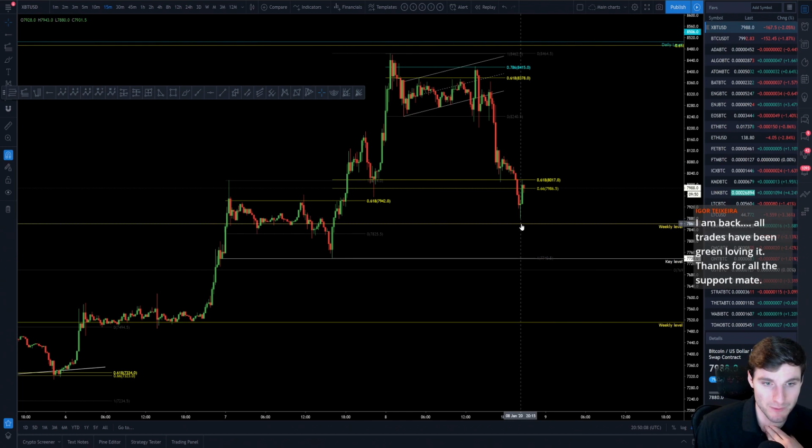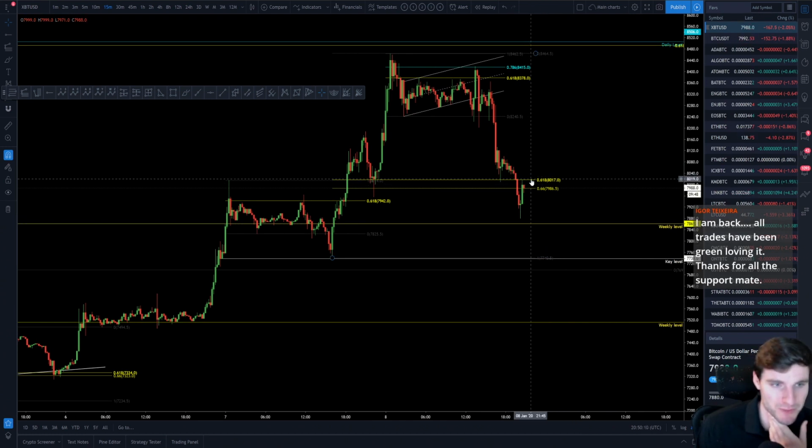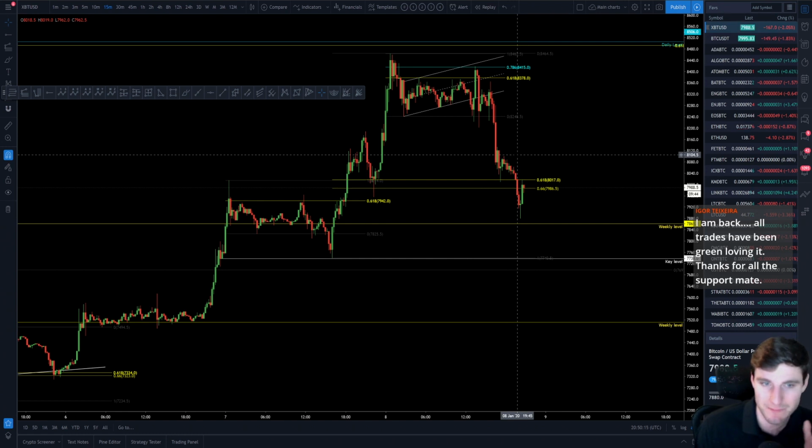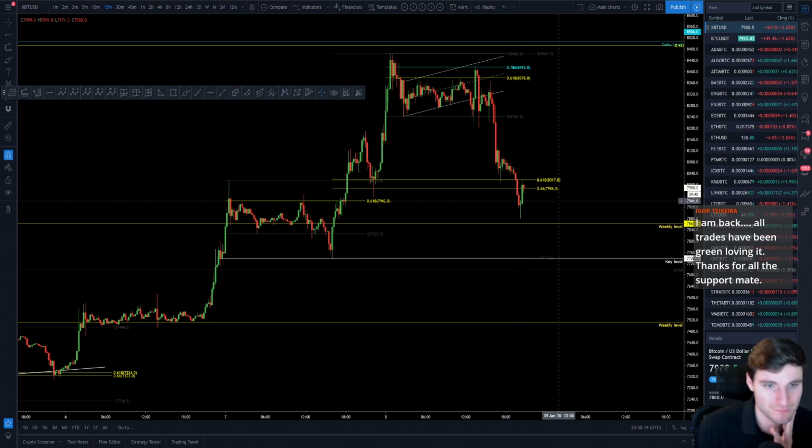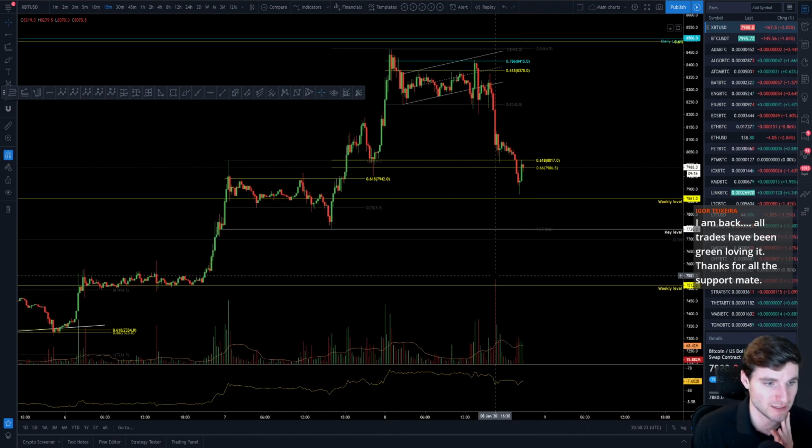So maybe a front runner of that weekly. But I would be a bit cautious longing until, let's just say, we really reclaim 8,100. You might want to be a bit careful, because it's obviously not too good that you sell off like this.